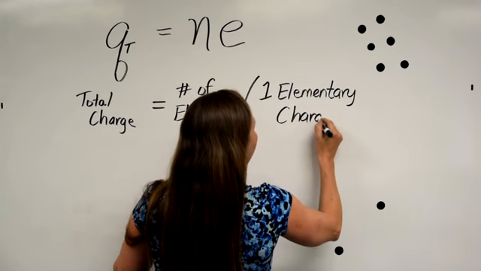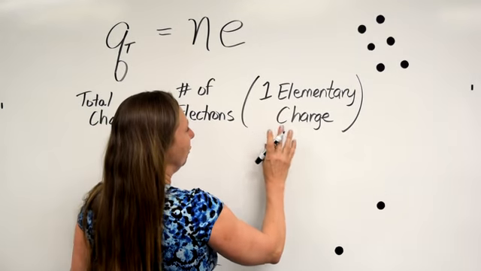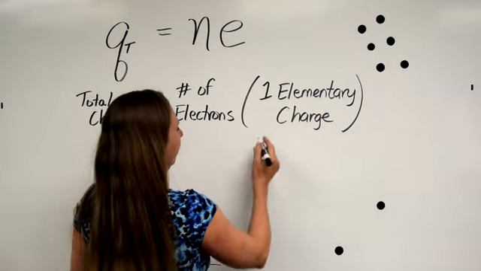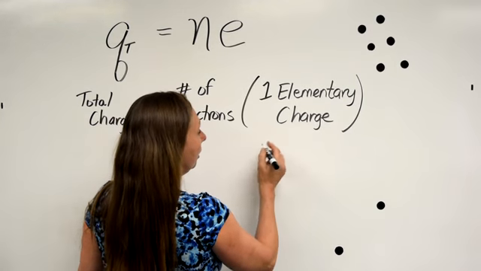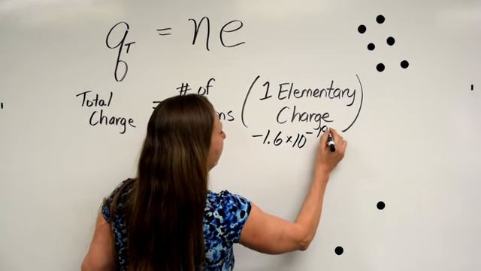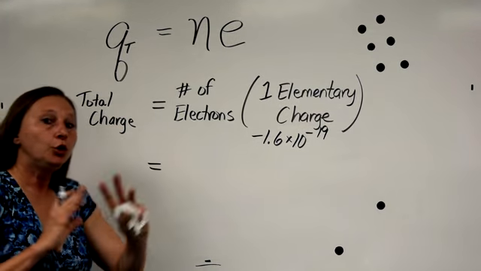And we know that 1 elementary charge for electrons, forget the protons, we're not talking about protons today, is negative 1.6 times 10 to the negative 19. Now, just a little word about units.